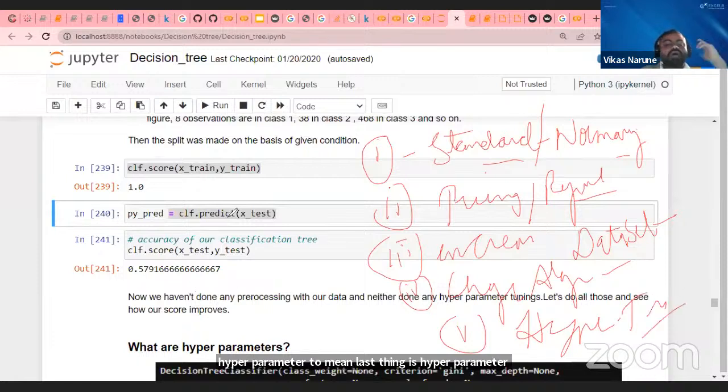Hyperparameter tuning means how much depth you are taking, how many samples per leaf you are taking, which criteria you are using for splitting. All these things are called hyperparameters. You have to change these things, guys.